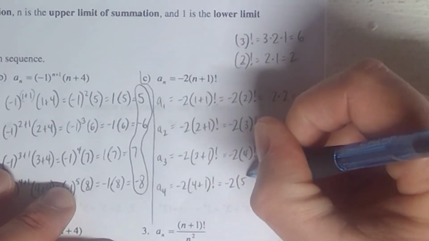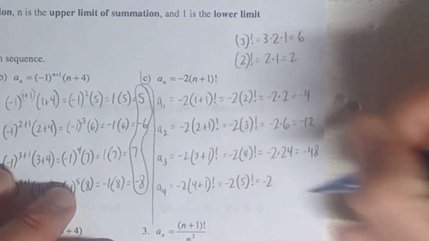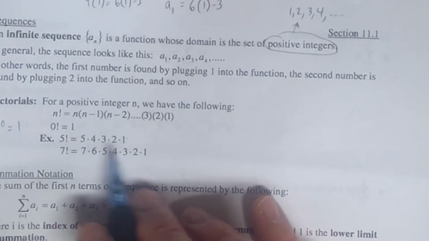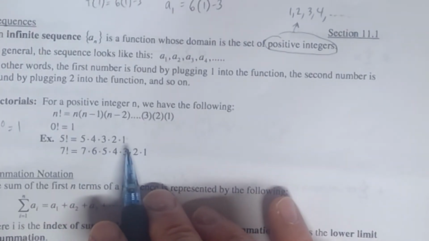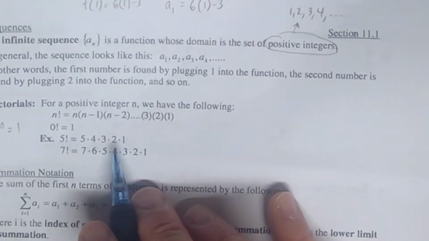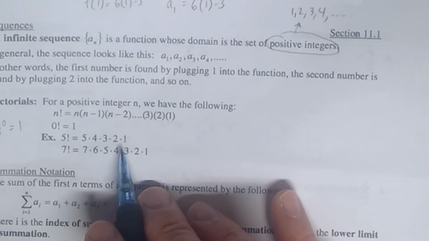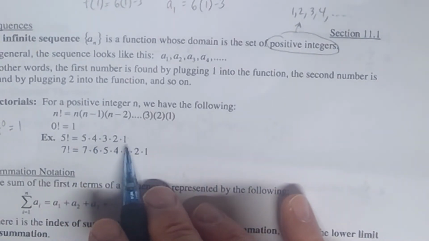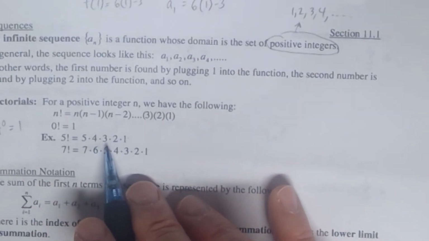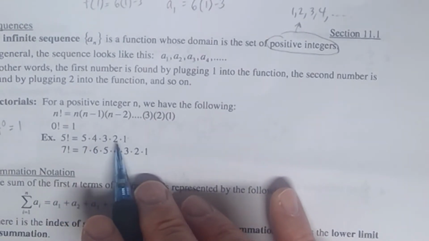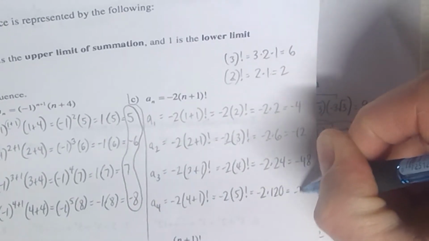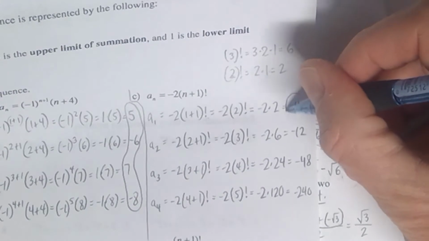Last one here, we again do parentheses first, and then 5 factorial is 5, 4, 3, 2, 1. Okay, we have that right up here, and again, you multiply 2 numbers at a time. Anytime you've got a bunch of numbers being multiplied, no other operations like addition or subtraction or anything else, just multiplication, you multiply 2 numbers at a time. 5 times 4 is 20, times 3 is 60, times 2 is 120, and then times 1 is still 120. So we get 2 times 120 here, which is negative 240.